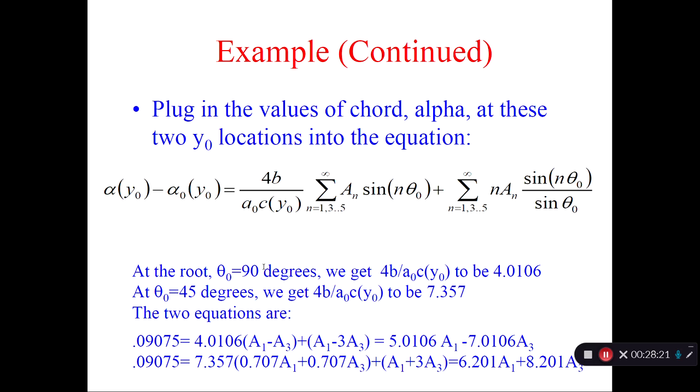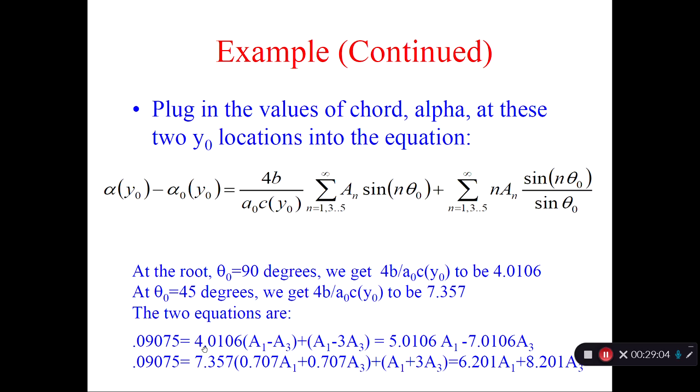First up, theta equal to 90 degrees. So A1 times sine of 90 degrees, you get A1. A3 times sine of 270 degrees is minus 1, so you get a minus. Here you get 1 times A1, sine of 90 degrees by sine of 90 degrees, so you get 1 times A1. 3 times A3, sine of 270 degrees by sine of 90 degrees is minus 1, so you get a minus 3. This 3 comes from this n. This minus comes because sine of 270 degrees is negative, sine of 90 degrees is positive.